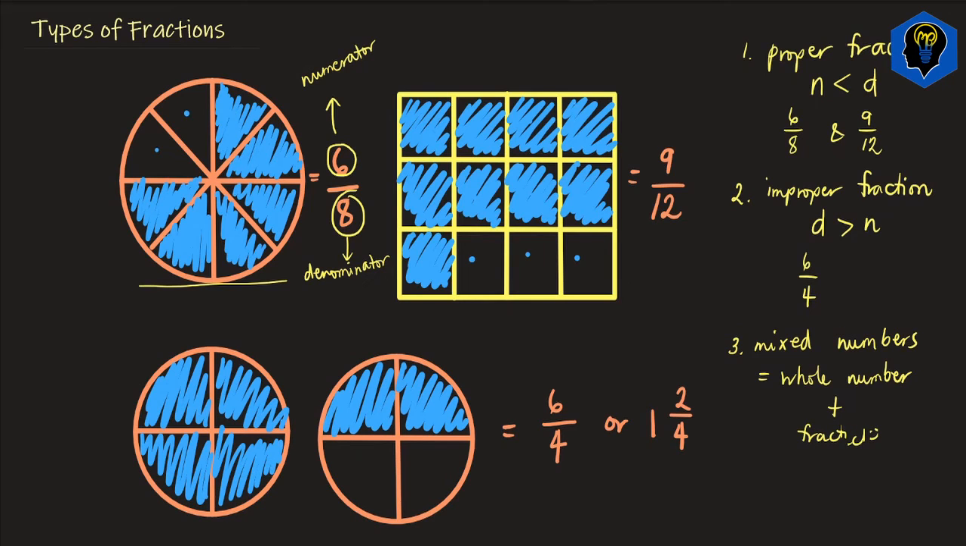So, simply, in our example, you could see here that it is 1 and 2/4. That's an example of a mixed number. Okay? So, again, proper fraction if the numerator is less than the denominator. So, mas maliit yung nasa taas kesa sa nasa babang number. Improper fraction kapag kabaliktad naman, mas maliit yung nasa baba or mas malaki yung nasa taas kesa sa nasa baba.